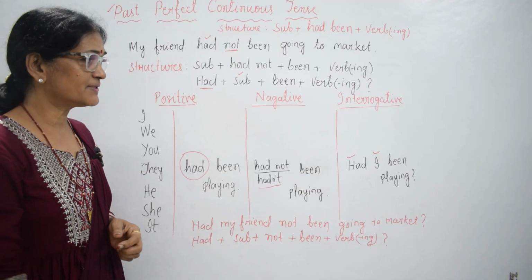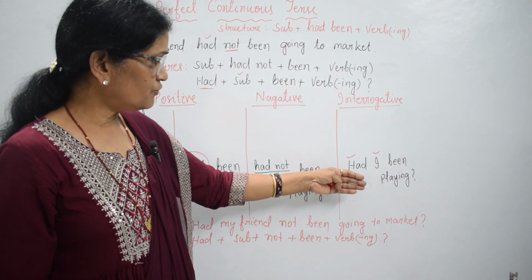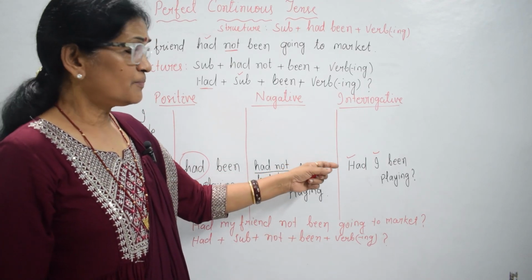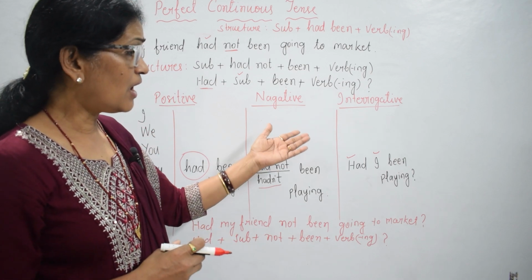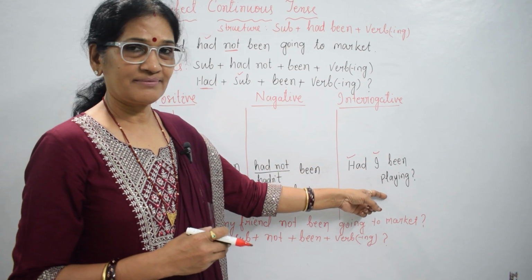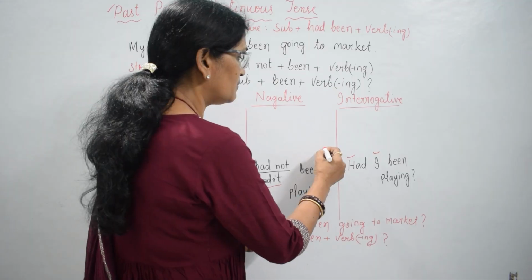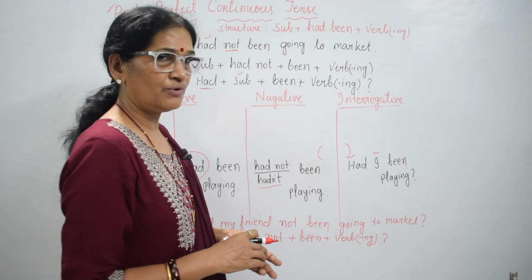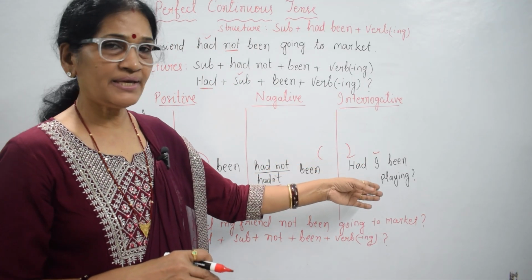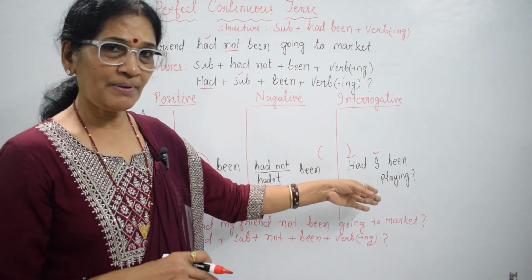how to ask? You follow the structure. Suppose you are asked, how long had you been playing? You just use the WH word here. Okay. What had you been playing? Where had you been playing?